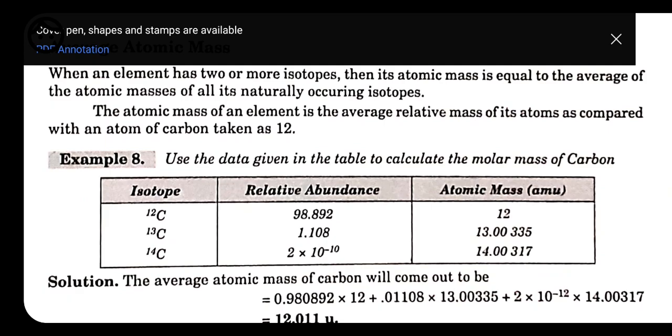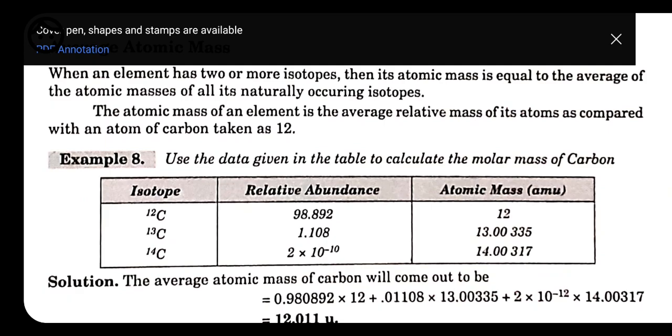So to get the accurate mass or relative atomic mass of the elements which have isotopes, first we should know the abundance of each one, meaning the percentage in which these elements are found in the atmosphere. Carbon 12 is found at 98.8 percent in our atmosphere, which is a very large amount. Carbon 13 has a ratio of only 1.1, but carbon 14 is present in a very small amount, that is 2 into 10 to the power minus 10.